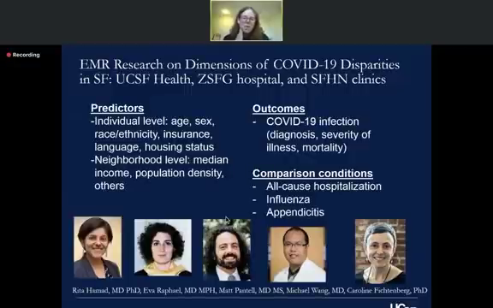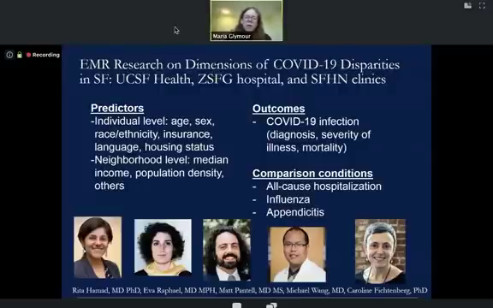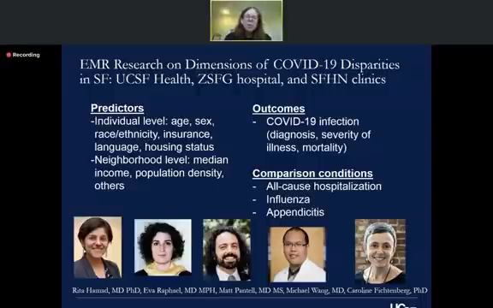Rita Hamad and Rafael and colleagues to use electronic medical records from UCSF, from SF General, and the Health Network Clinics to explore not just racial ethnic disparities, but also other dimensions of inequality, insurance status, language, housing status, and neighborhood characteristics, and how those influence COVID outcomes. One of the interesting things about their project is that they are really comparing this to other conditions, including all-cause hospitalization, influenza, and appendicitis, to understand which mechanisms are specific to COVID versus mechanisms that are broadly relevant. Next slide.